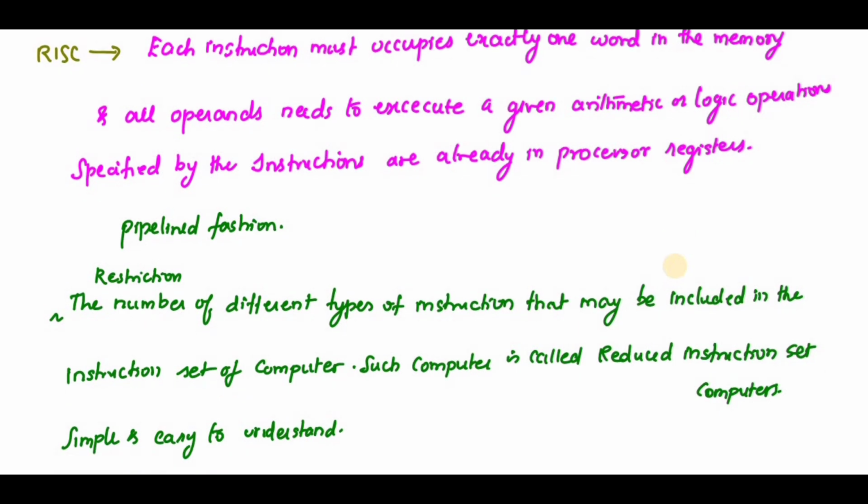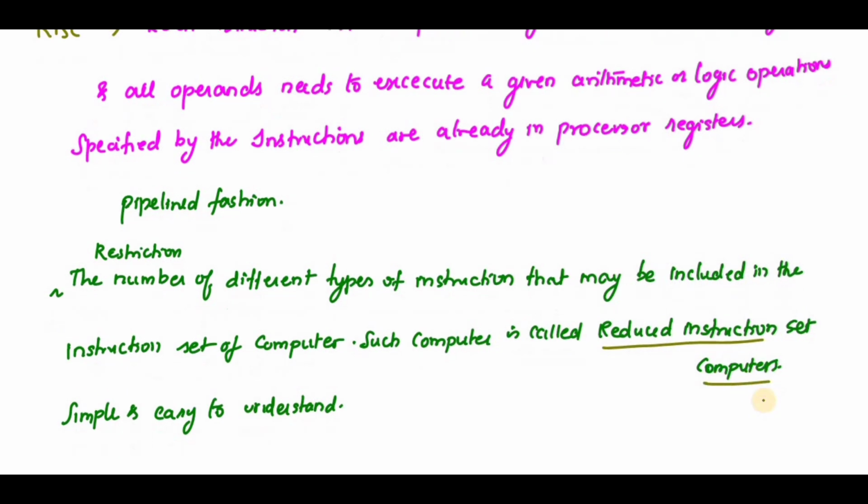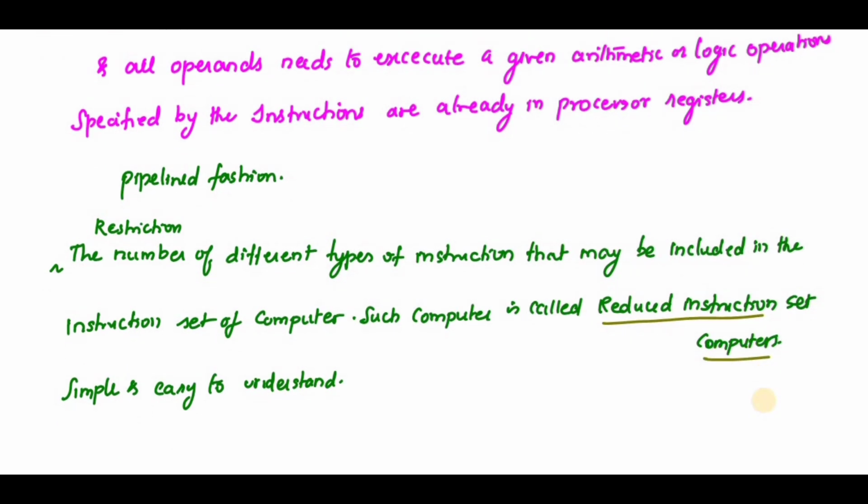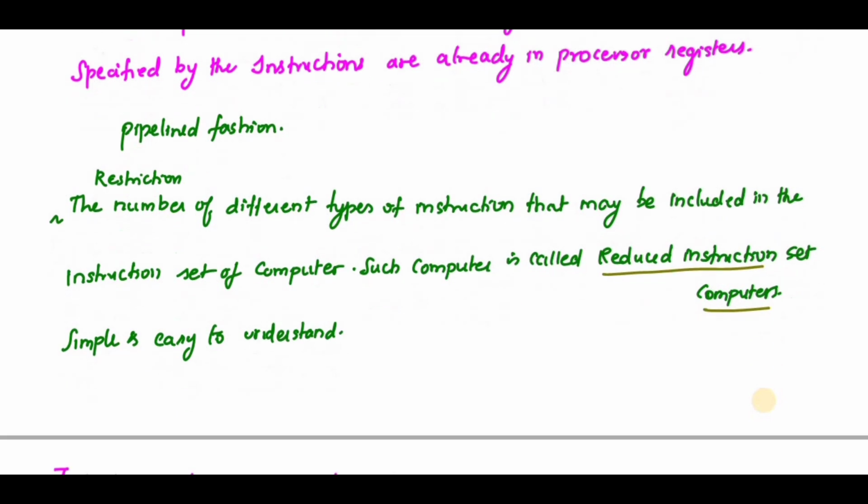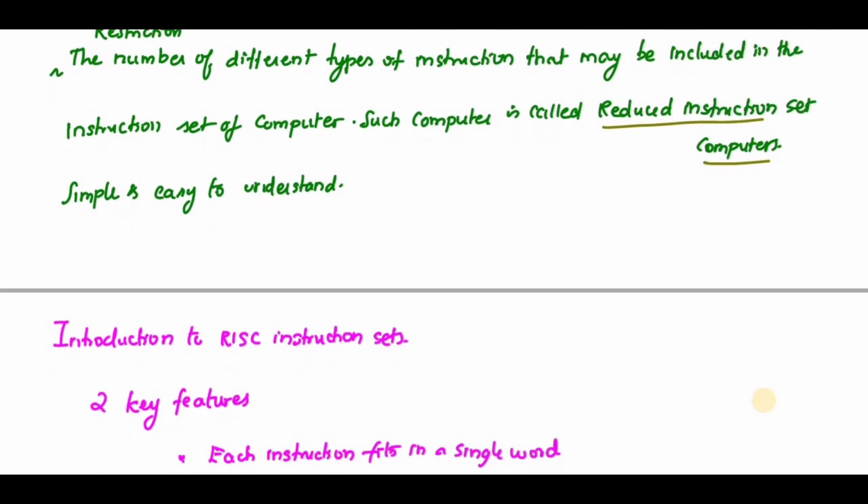There is a restriction regarding the number of different types of instructions that may be included in the instruction set of the computer. Such a computer is called a reduced instruction set computer, which is very simple compared to CISC, and it is easy to understand.